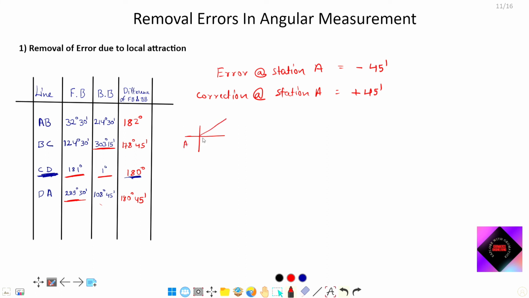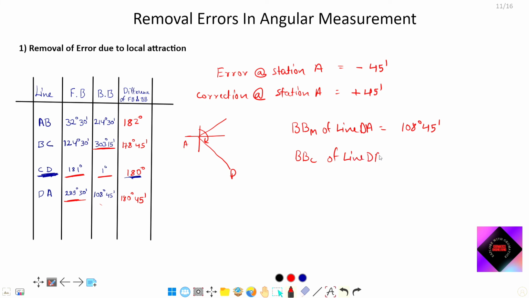I am making a rough diagram. This is D and this is A. The back bearing of line DA will be the next reading taken from station A. So this reading also has the same amount of error. So I am writing down the back bearing measured of line DA. What is the value? 108 degree 45 minutes. So the corrected value, the same amount of correction, we will provide in this also.